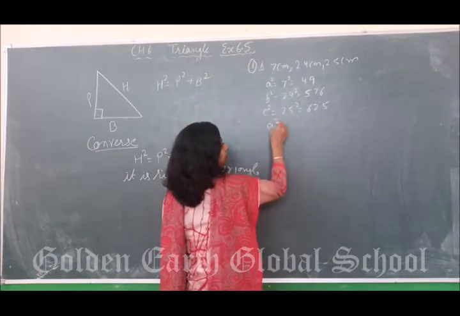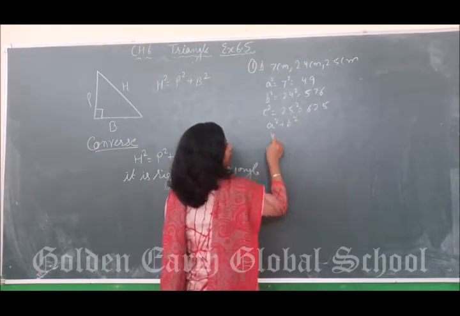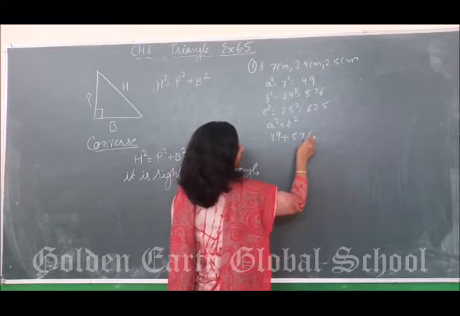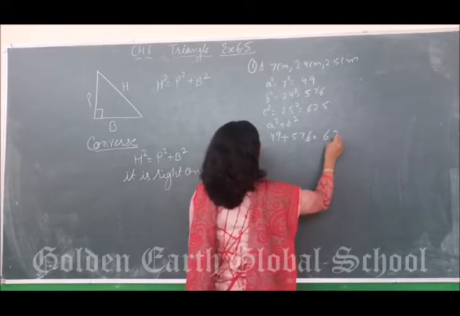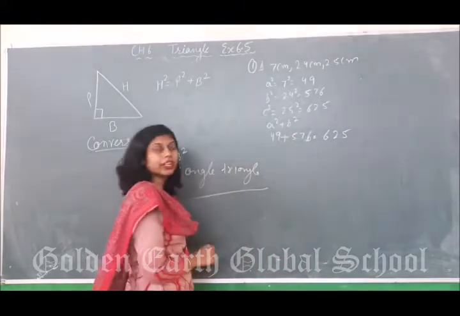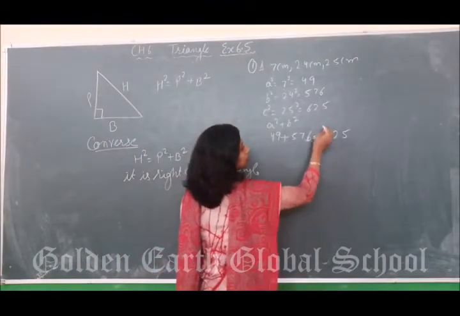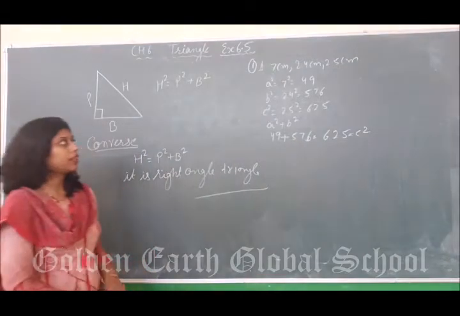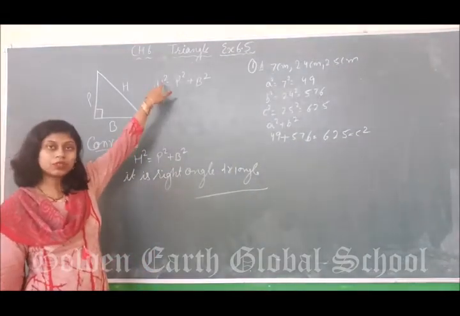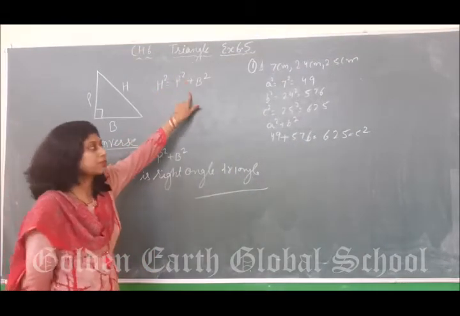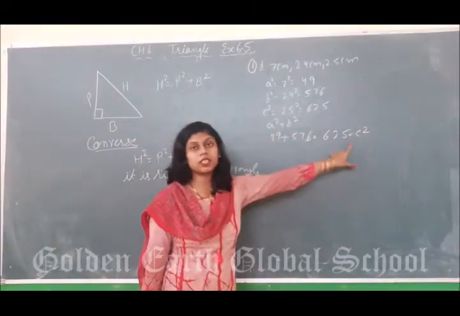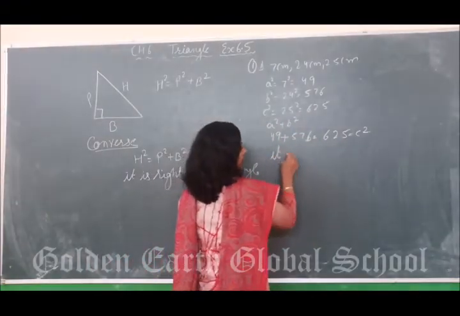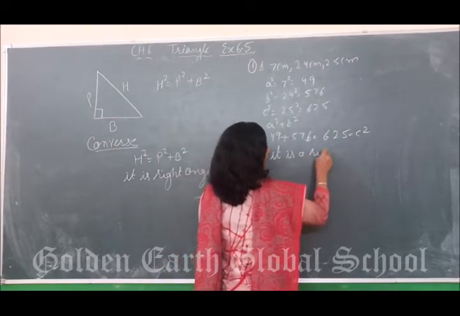A square and B square, these are the smaller sides. 49 plus 576. On adding, we will get 625, which is equal to C square. So the result is applicable: hypotenuse square is equal to perpendicular square plus base square, that is A square plus B square is equal to C square. Then we will say it is a right angle triangle.